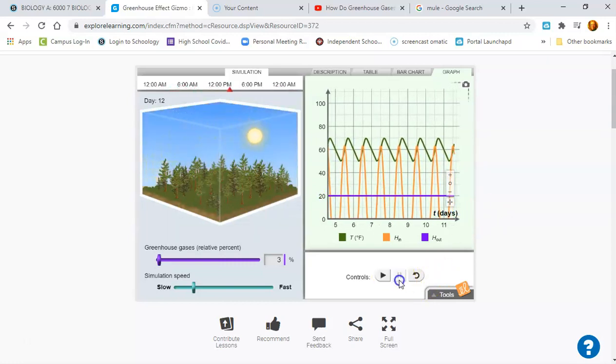But that's not real life. In real life, humans are putting a lot more greenhouse gases in. So you're going to follow directions on your worksheet for different amounts, and you're going to see how these numbers change and see if things even out, if things keep going up forever, if things go up and crash back down, what happens.